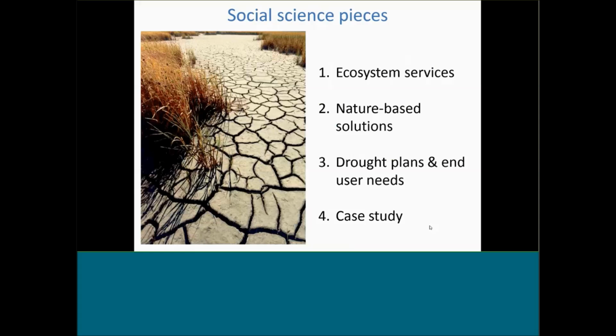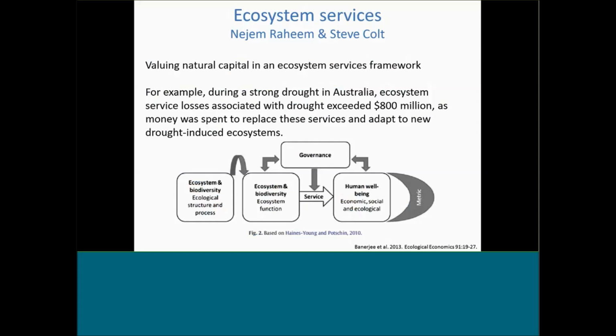Yeah. Sorry. So first of all, we're focused quite heavily on ecosystem services, and we have two economists on our team, Nejam Rahim and Steve Colt. And so we're trying to use a framework of valuing natural capital to try and put a price tag on the ecosystem services that will be impacted with drought-induced ecological impacts. And we're hoping that if we can really understand these ecosystem services better, we have a stronger link to policy changes related to them. So next slide, Jill.